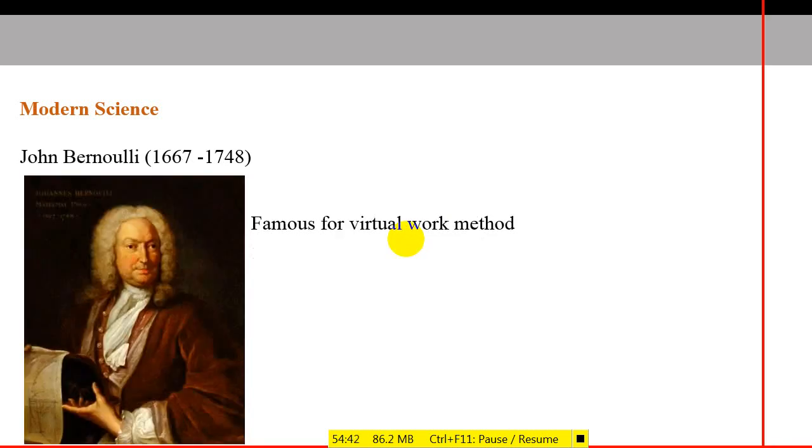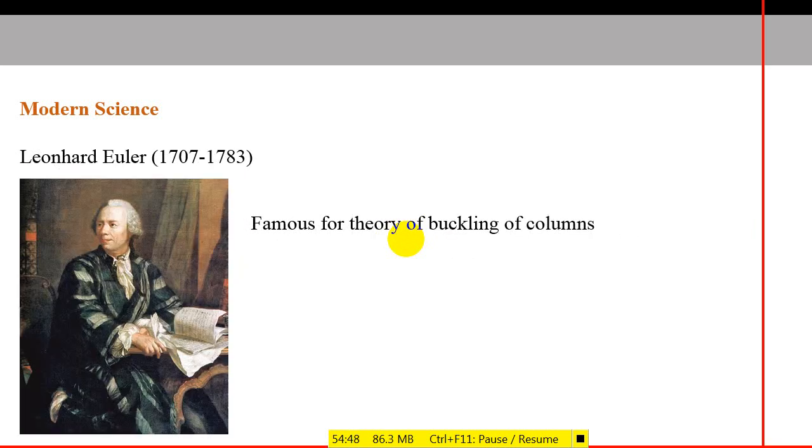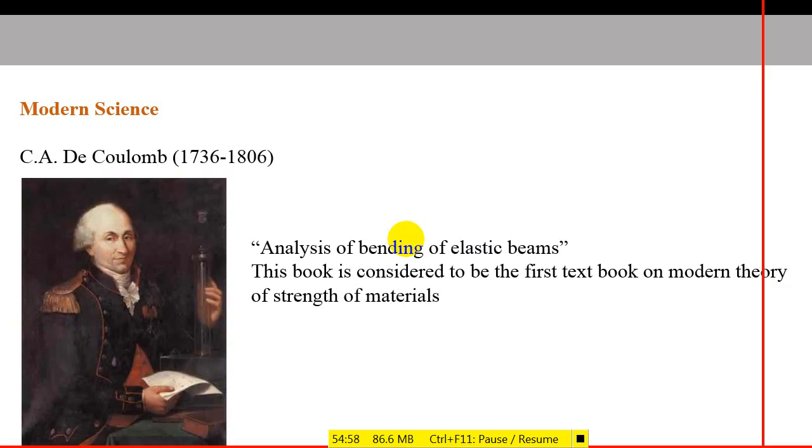Then Bernoulli came and developed the virtual work method for analyzing structures. Then Euler developed Euler's theory. We are still using Euler's theory to analyze beams and buckling of columns. Then Coulomb developed the analysis of bending of elastic beams. And Coulomb's book is considered to be the first textbook on the modern theory of strength of materials.